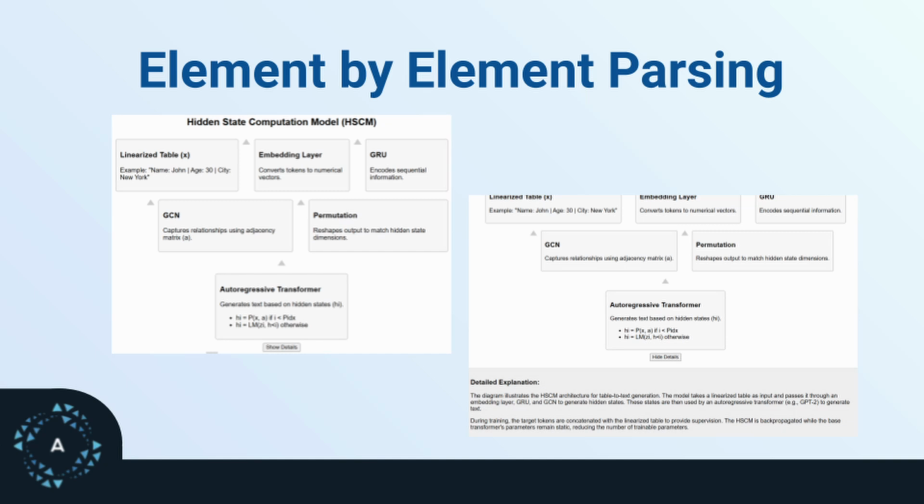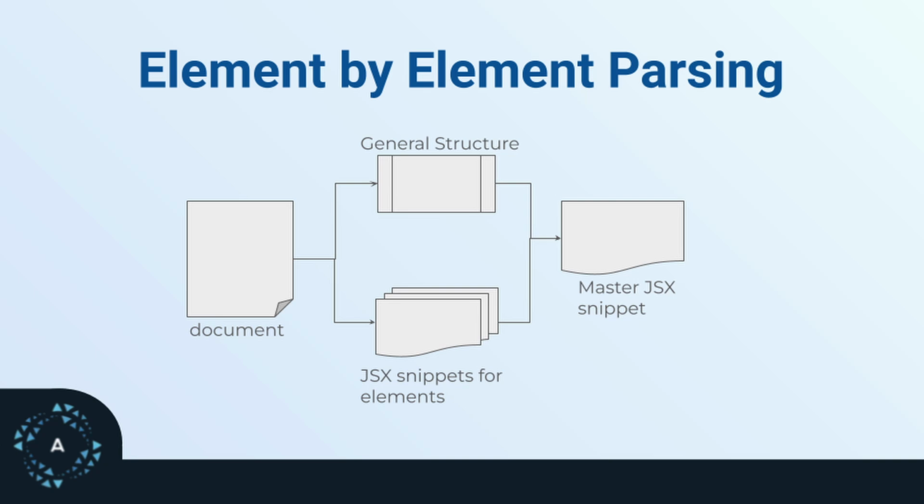This element by element parsing relied on taking a document and then extracting a JSX snippet for each single diagram that would be needed in a visual abstract. And then a general structure would also be extracted for the visual abstract, and that would be formed in a master JSX snippet, which would become the visual abstract using React.